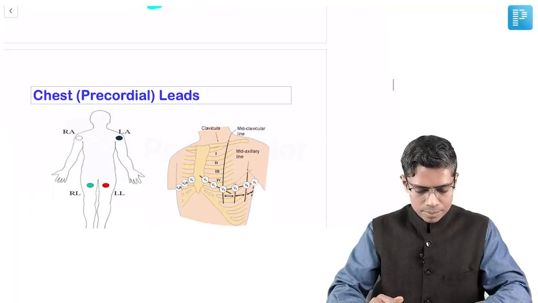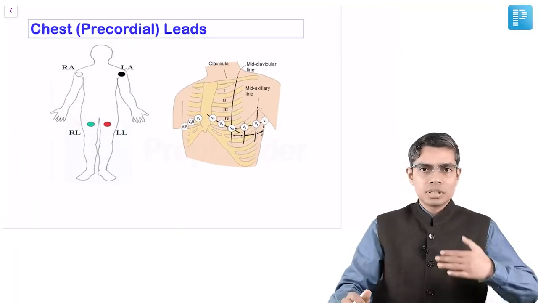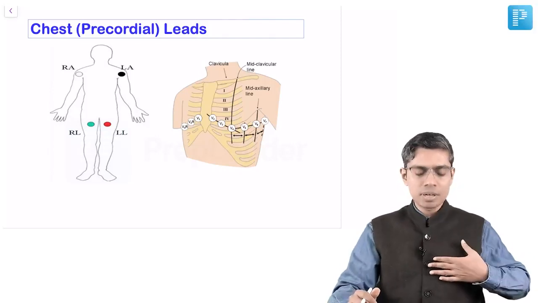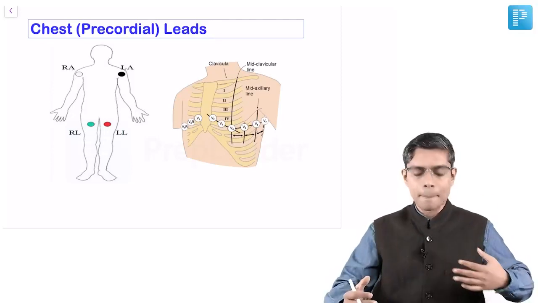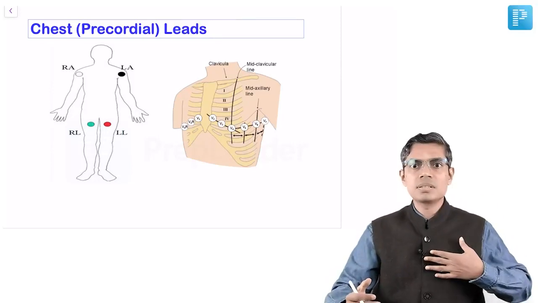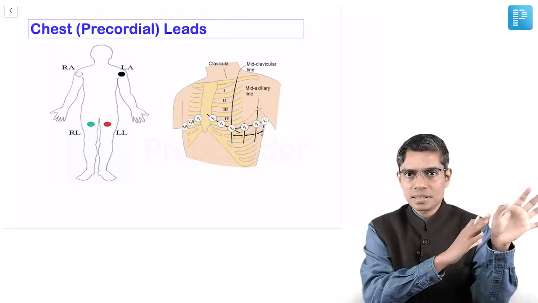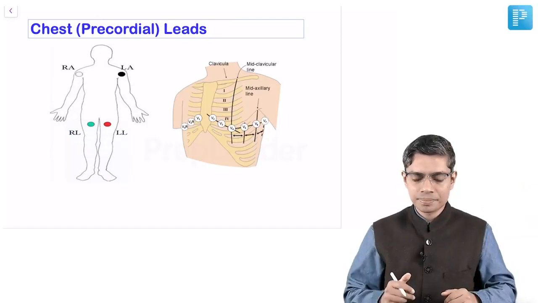Now here comes your chest lead or precordial lead. All of you know the chest leads are located on the surface of the precordium, the chest wall which is overlying the heart, that is the precordium. So the chest leads will be located on this precordial area. Now there is a basic difference between the 6 leads that we have discussed earlier and these chest leads. What is the basic difference?